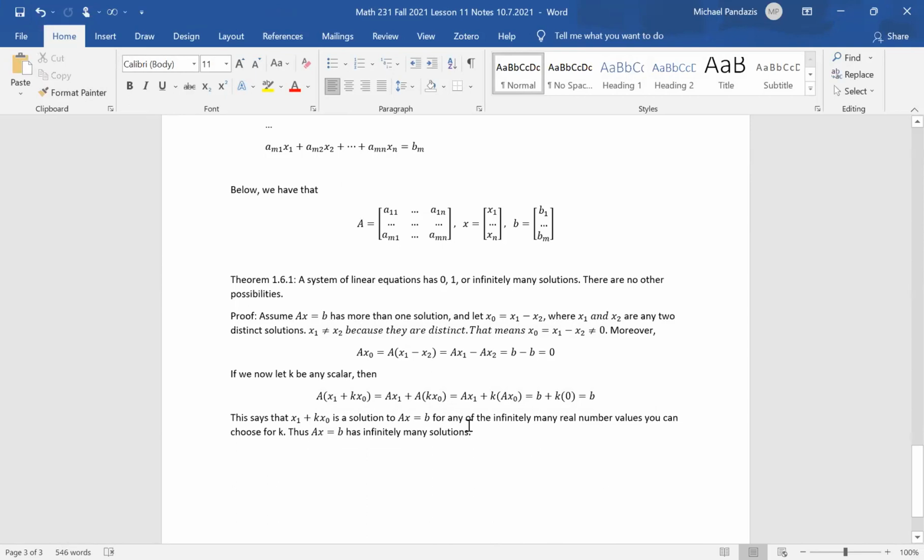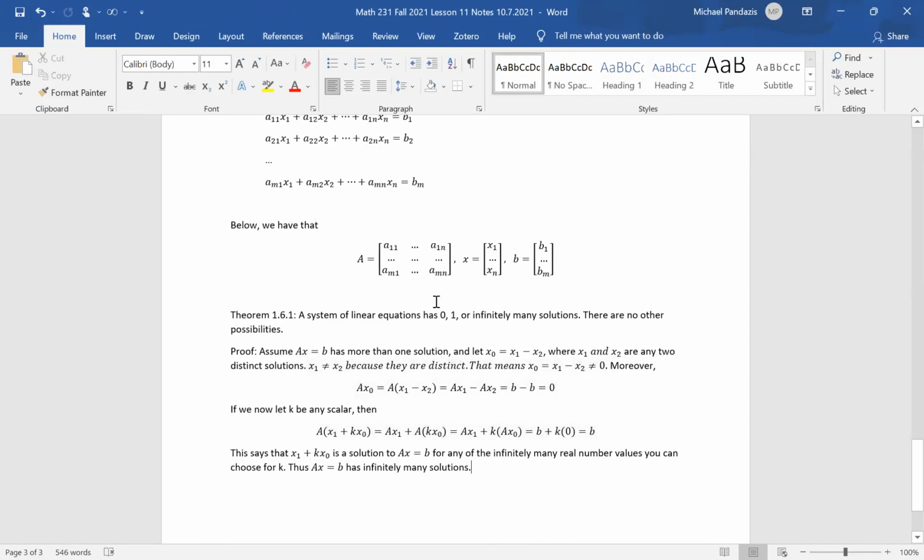And so that means that if more than one solution implies infinitely many, then it can only have 0, 1, or infinitely many, right? It either has more than one solution or it doesn't. If it has more than one solution, it has infinitely many. If it doesn't have more than one solution, it has 1 or 0. And so now there's only 0, 1, or infinitely many solutions. Those are the only possibilities, and it cannot have 2 or any other number other than those 3. And so that proves the theorem. All right, so that's QED, proofs done.